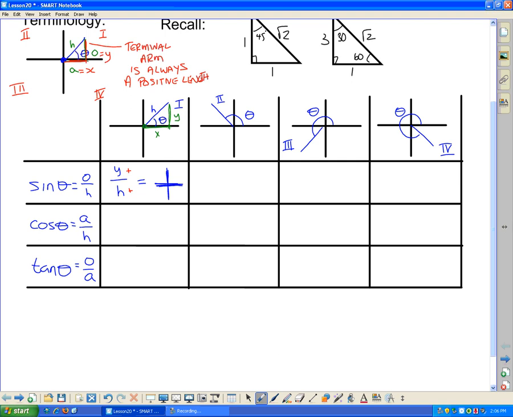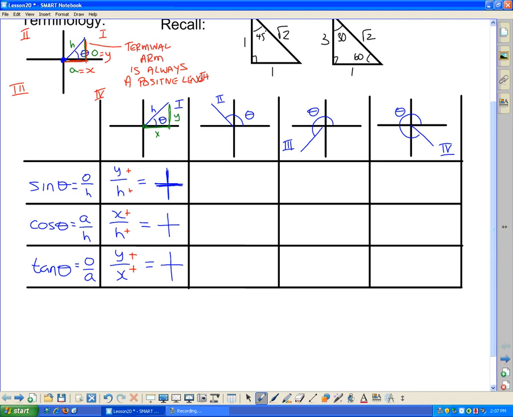Cos: the adjacent side is x, and the hypotenuse is still h. In that quadrant, x is positive and the terminal arm is positive. A positive divided by a positive will be a positive. For tan, opposite is my y value and adjacent is my x value. Both of them will be positive in that quadrant. Positive divided by positive is a positive.